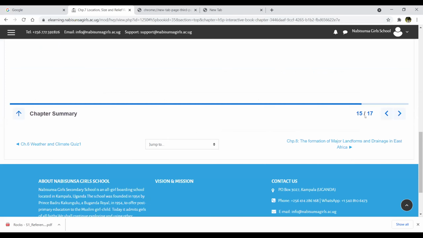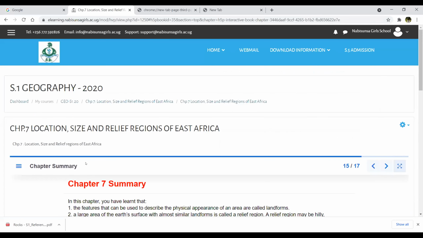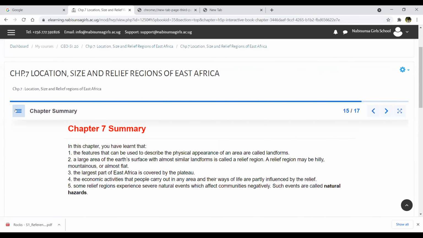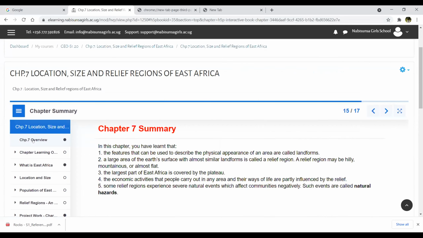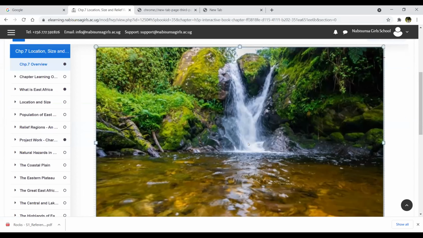It is repeated at the bottom. It is also at the top. So that is how we navigate. I'm now going to the chapter itself, the chapter header, and then I run through it with you quite quickly.